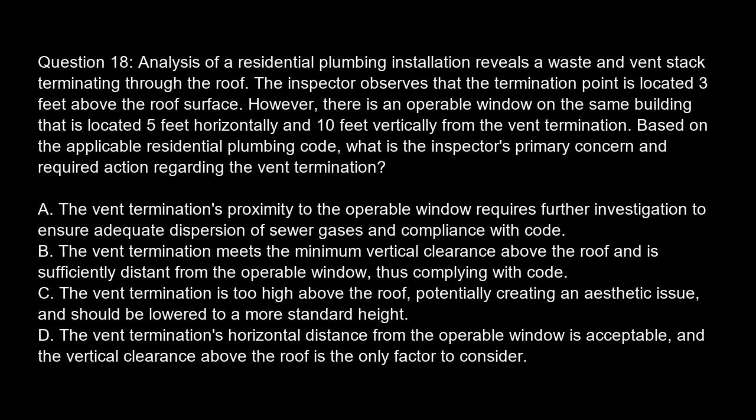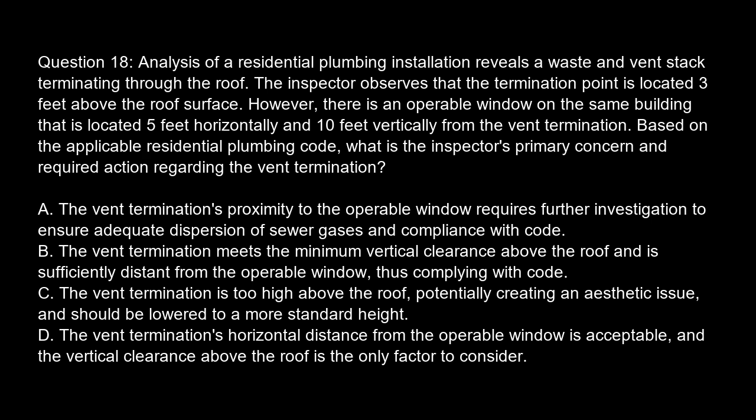Question 18. Analysis of a residential plumbing installation reveals a waste and vent stack terminating through the roof. The inspector observes that the termination point is located 3 feet above the roof surface. However, there is an operable window on the same building that is located 5 feet horizontally and 10 feet vertically from the vent termination. Based on the applicable residential plumbing code, what is the inspector's primary concern and required action regarding the vent termination? Option A.